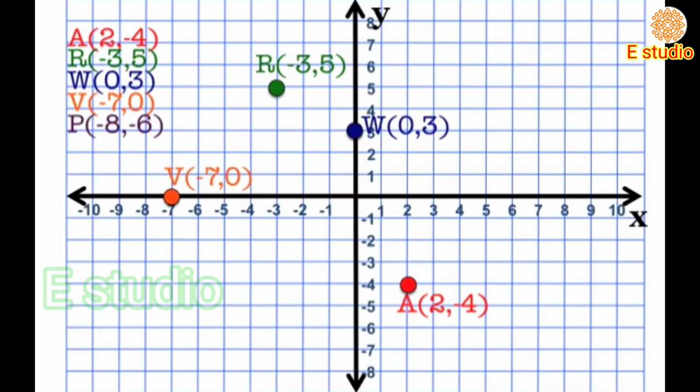How about P at -8, -6? Same exact thing. We start at the origin, then we move. How do we move? Well, our x is -8, right? Since our x is -8, we go 8 places to the left. And then since our y is -6, from there we go 6 places down. And then we just plot our point. And that's our point P at -8, -6.